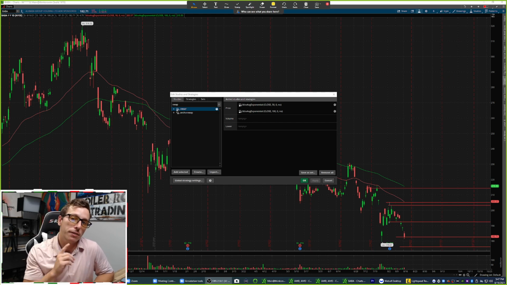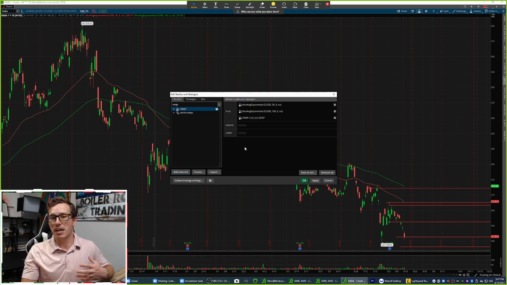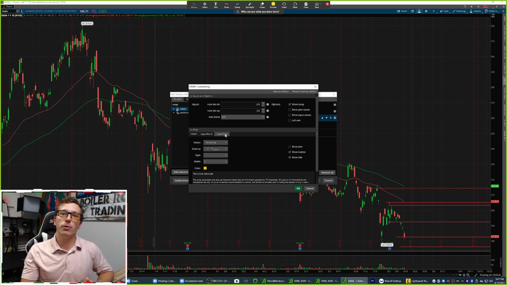I made a mistake in the first video regarding how you set this up, so I am going to clear that one up for you right now. My volume weighted average price, when we add it to the chart, is already preset the way I like it, but when you go to add it, you are most likely going to have the lower band and the upper band plotted.